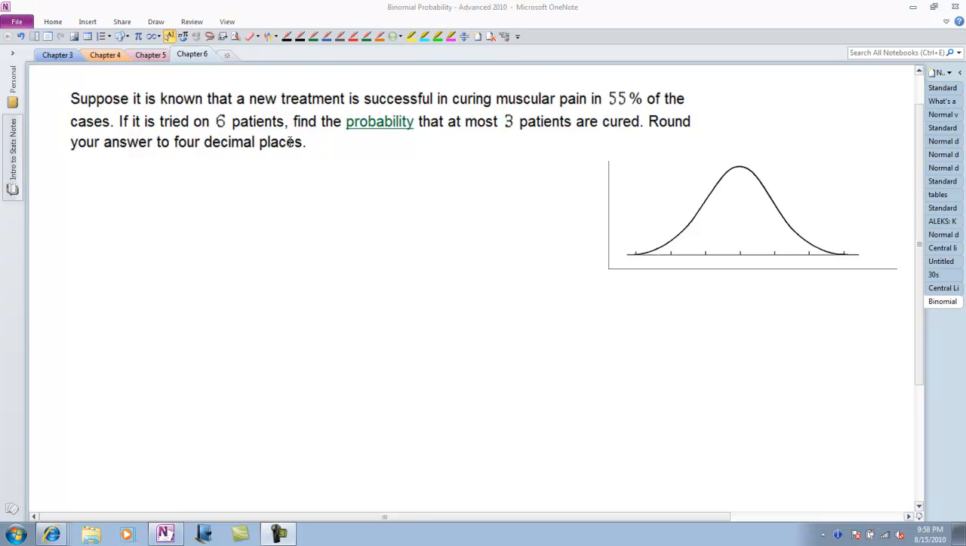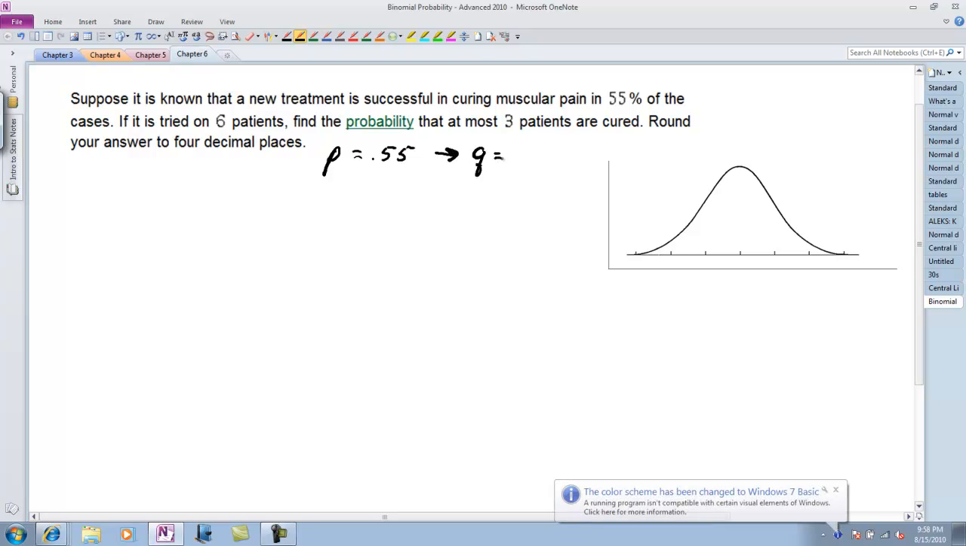Alright, this is Ken Roosevelt, and this is Binomial Probability Advanced. This problem is taken from ALEKS. Suppose it is known that a new treatment is successful in curing muscular pain in 55% of cases. So let me first of all identify P, our probability of success, as 0.55, which implies that Q is 0.45.